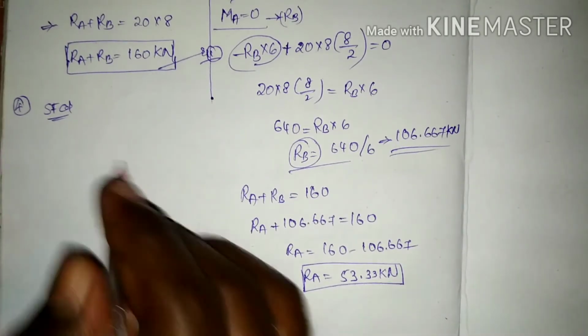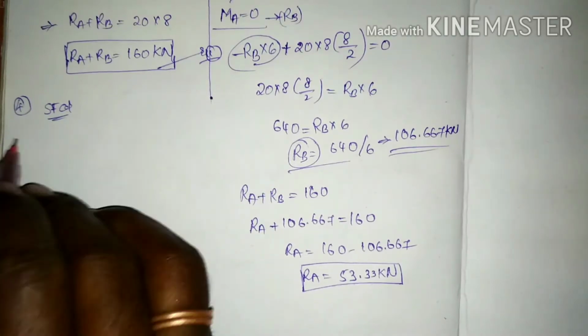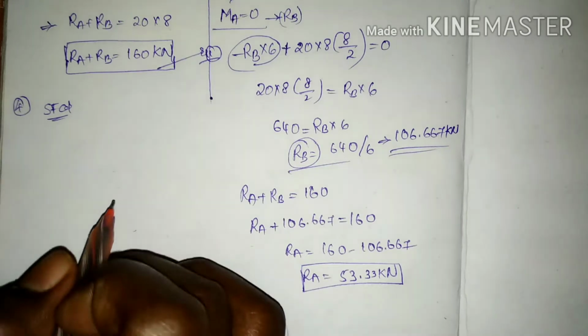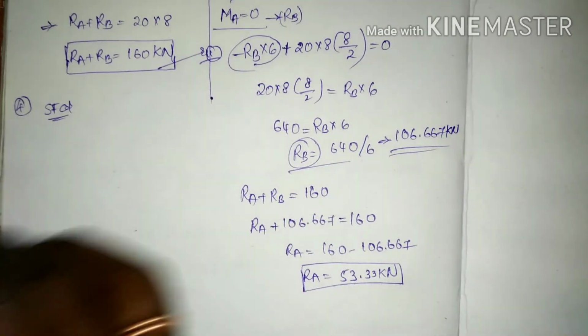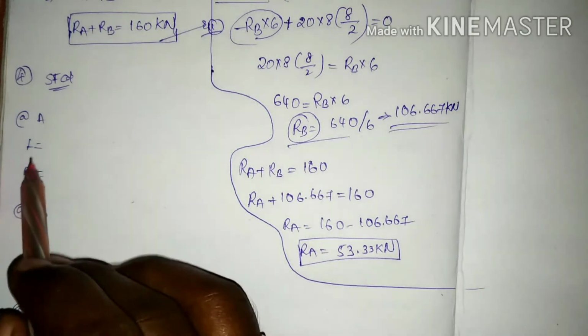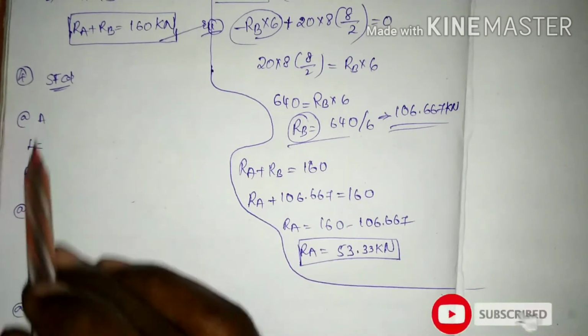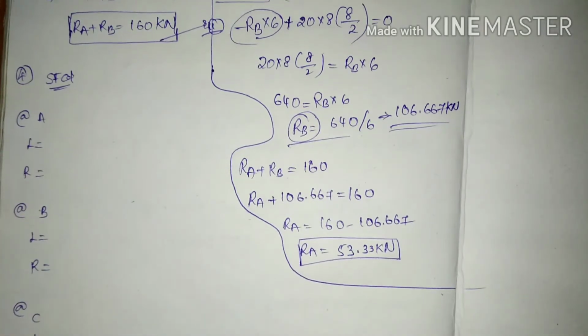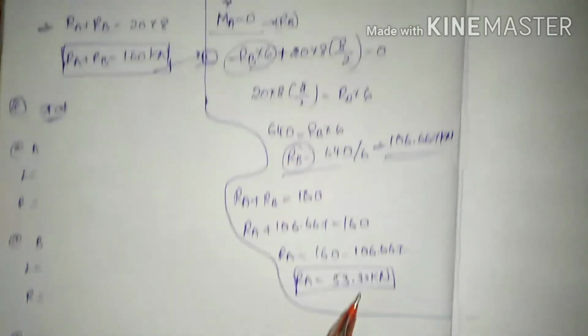And next, with the values of the individual reactions RA and RB, we are going to do the shear force calculation. For the shear force calculation, take each and every point or support of the beam. Let us have the notations. Here these are the notations: shear force at A for the left and right, shear force at B for the left and right, shear force at C for the left and right.